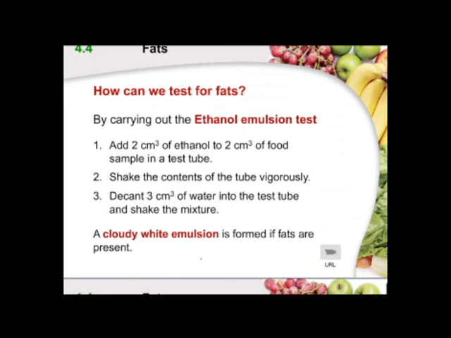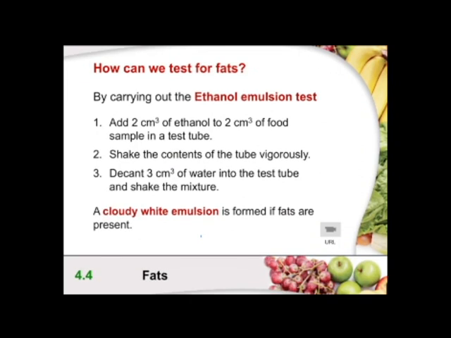Now, how do we go about carrying out the ethanol emulsion test? This is a test to investigate the presence of fats. First, you add 2 cm cube, the magic number 2, of the food sample. Now, in the event that it's a solid food, you just have to add water to dissolve it. That's about all. If it's a liquid one, then it's quite straightforward.